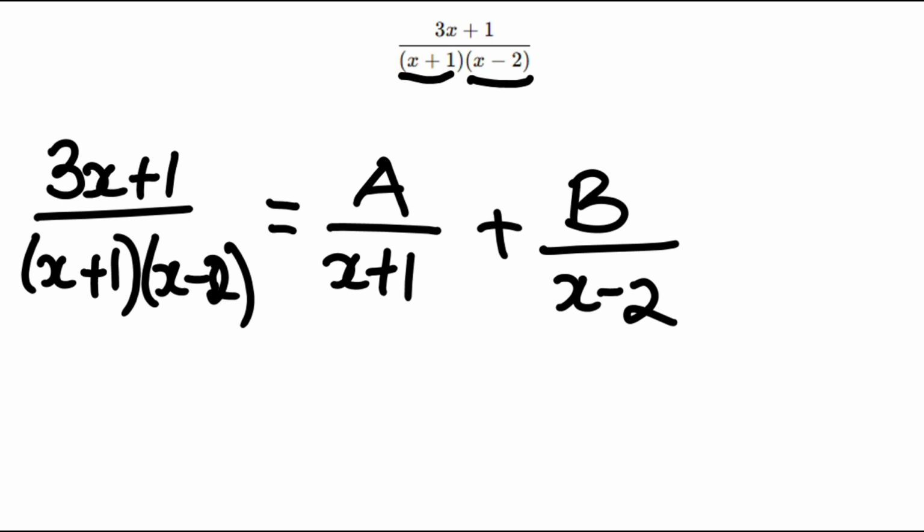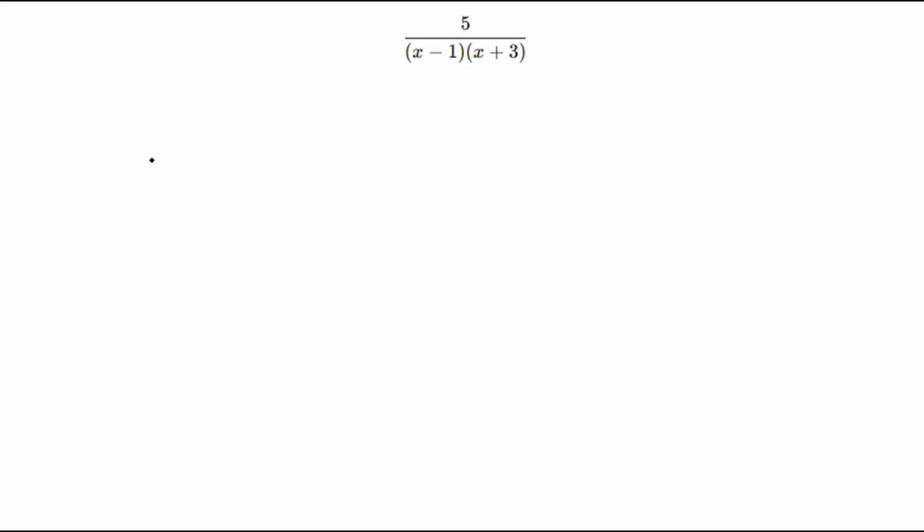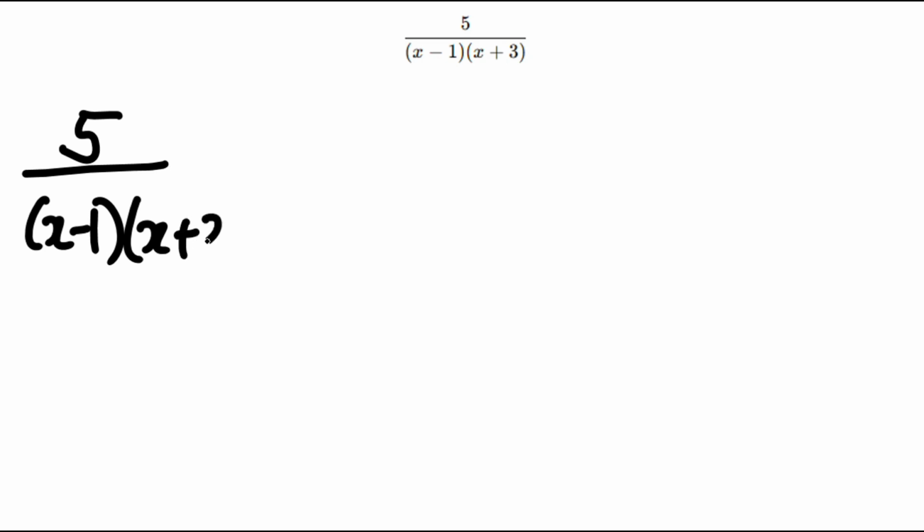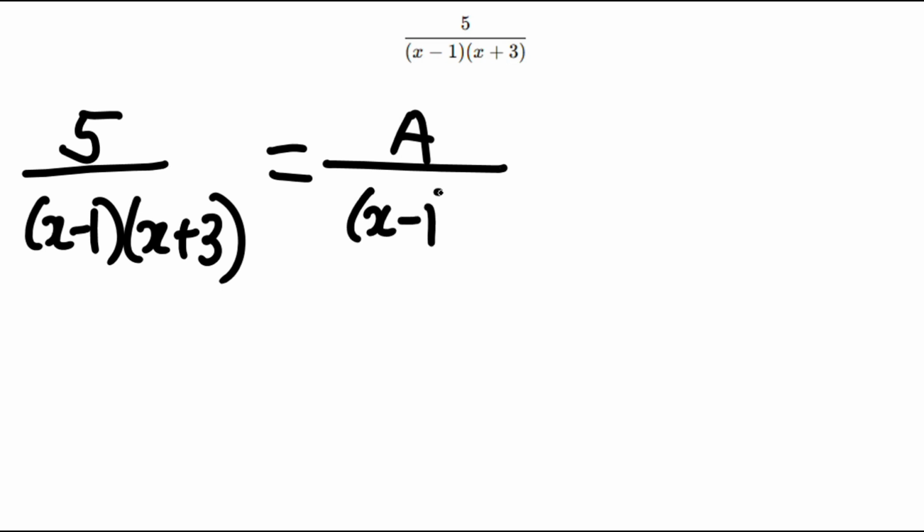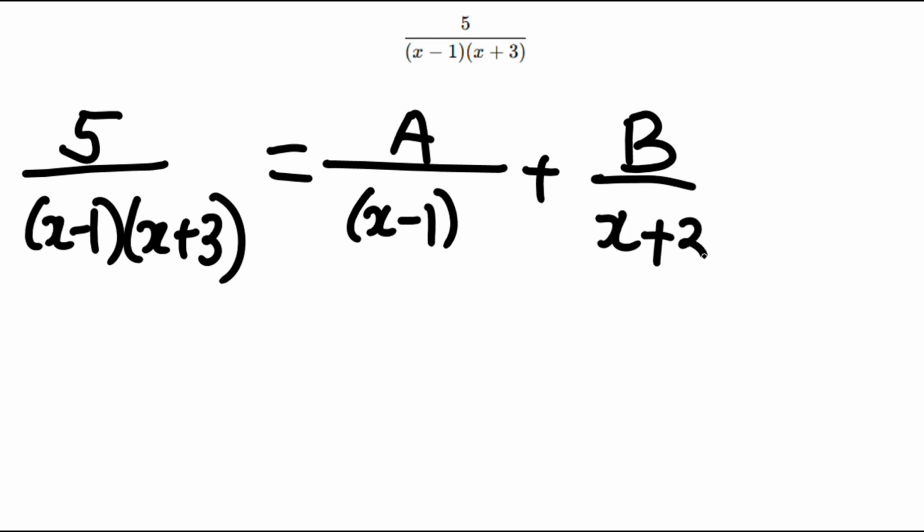So let me take another example. You see this one, for example: 5 over x minus 1 all over x plus 3. This has two linear factors. We are going to have A as a numerator on the first linear factor plus B over the second linear factor, which is x plus 3. So this is the expression for it. We will come back and solve for the values of A and B.